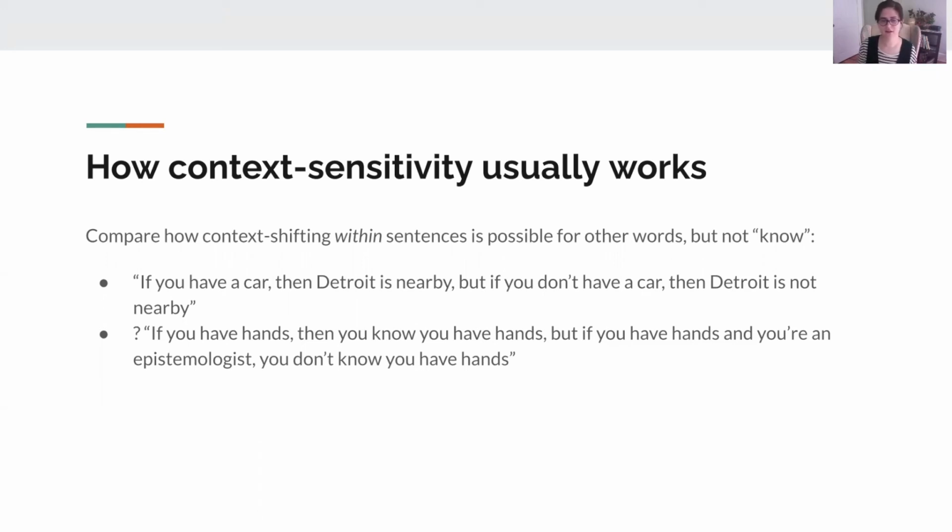Try the sentence, "If you have hands, then you know that you have hands. But if you have hands and you're an epistemologist, you don't know you have hands." That sounds a little weird because within the same sentence, you're getting the phrase "you know you have hands" and "you don't know you have hands." And that sounds odd. And Stanley suggests that that sounds off because "know" is not capable of context shifting within a sentence. And that would make it a strange kind of context sensitive term. If the contextualist analysis of knowledge is supposed to be correct, this is a problem for it, basically. So either context sensitivity varies depending on the words that we're using, or "know" is just not context sensitive.